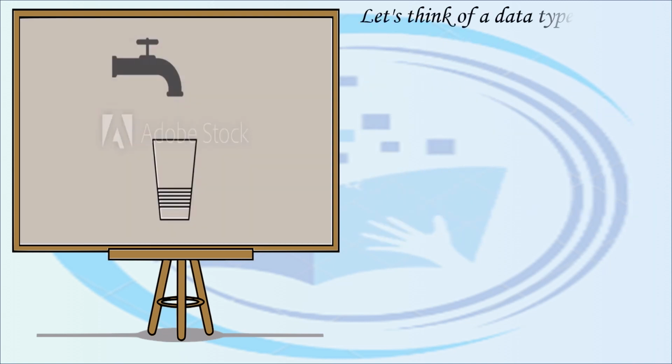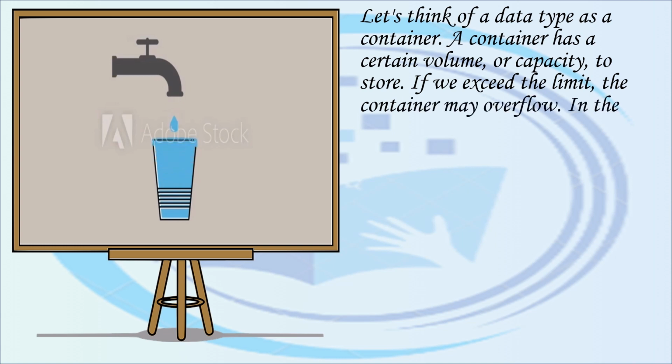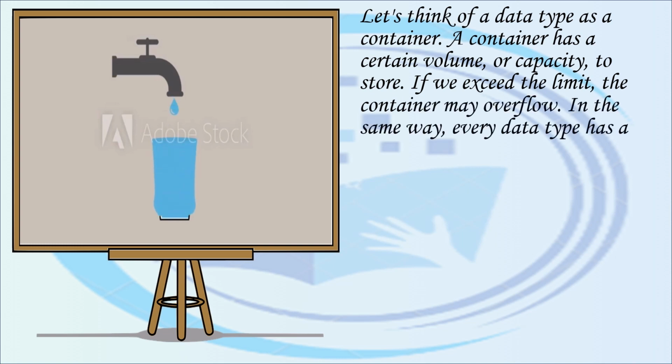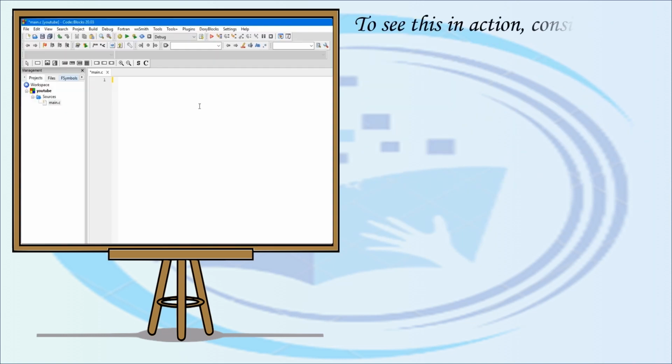Let's think of a data type as a container. A container has a certain volume, or capacity, to store. If we exceed the limit, the container may overflow. In the same way, every data type has a certain limit to store. If we exceed the limit, an error will occur. To see this in action, consider the example.